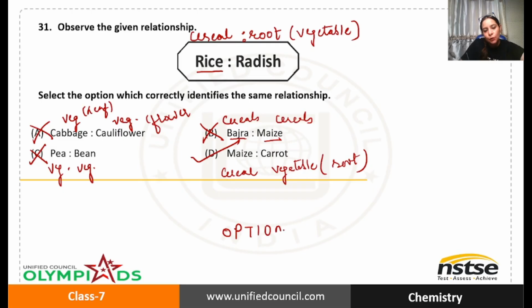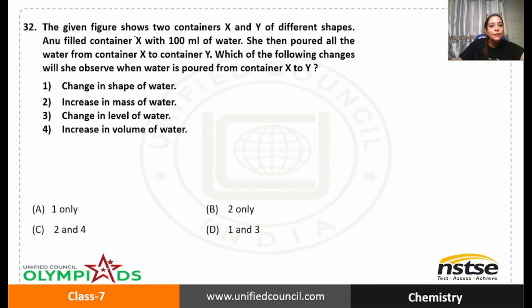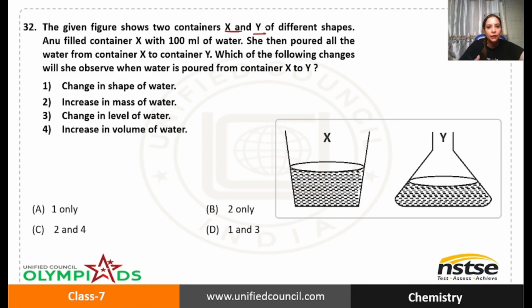So this way you have to make out the relationship from this given clue, and you have to match it with the option which shows the same. Next question. The given figure shows two containers X and Y. Here we have the figure. The given figure shows two containers X and Y of different shapes. Yes, the shapes of both of them are different.